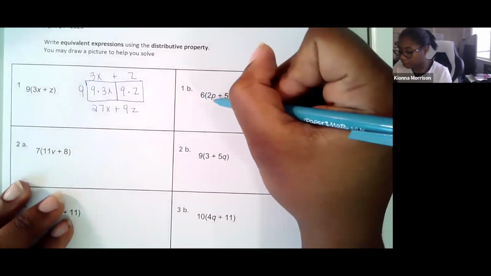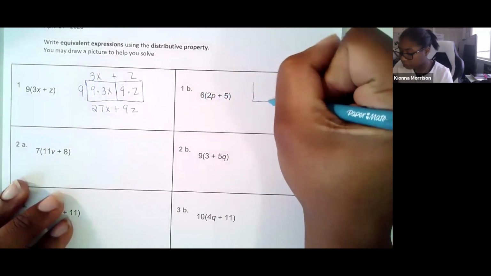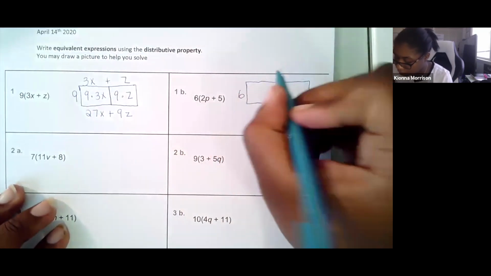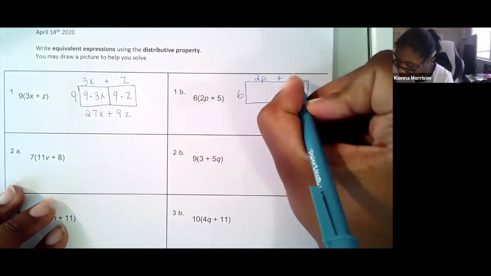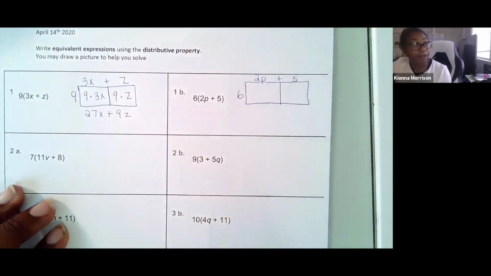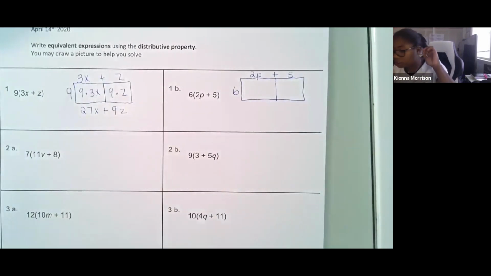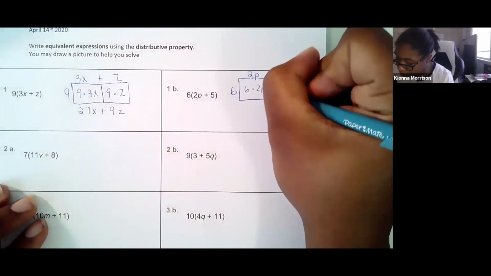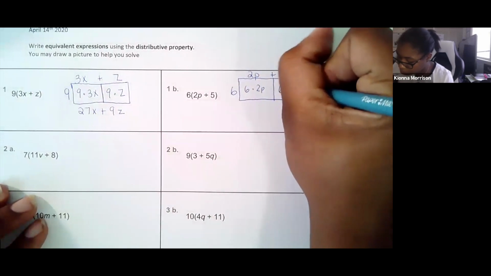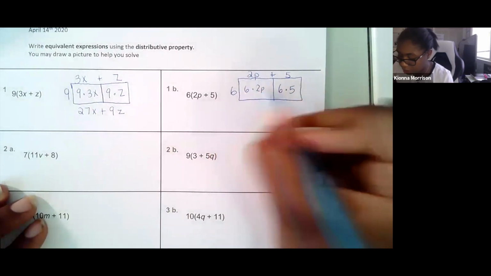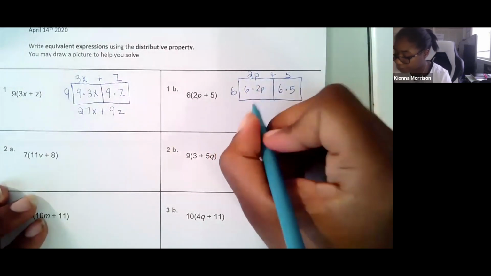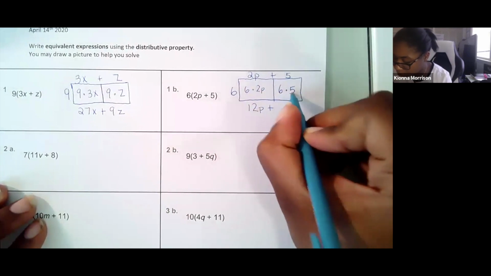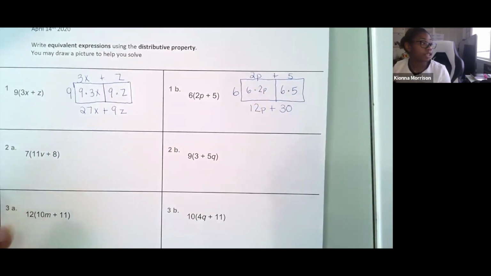I have 6 times 2p plus 5. If I draw my area model, I'll have 6 times 2p plus 5. Right where I have my symbol, I'll separate it or partition it into 2 sections. So now I have 6 times 2p plus 6 times 5. 6 times 2p, that's right, 12p. Don't forget your symbol for your operation, plus 6 times 5, which is 30.